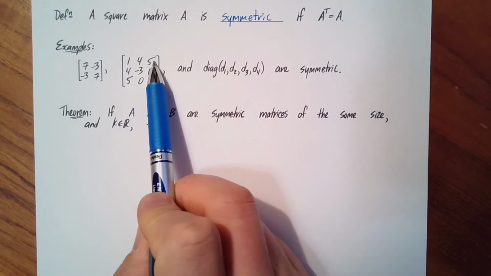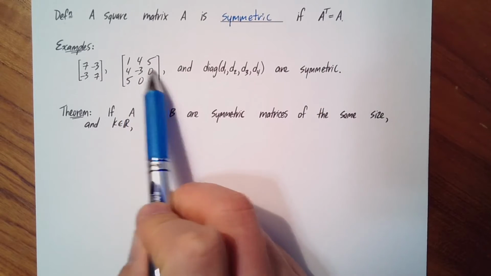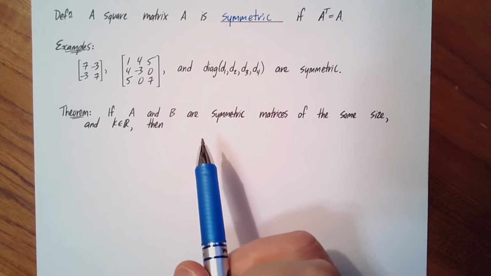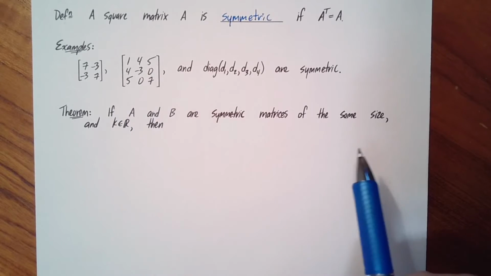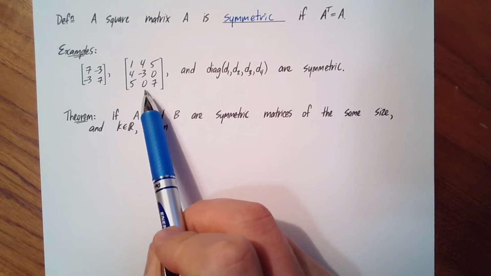So the first row, 1, 4, 5. First column is 1, 4, 5. Second row, 4, negative 3, 0. Second column, 4, negative 3, 0. Right? They're the same entries. The third row is the same entries as the third column. That's what you're really looking for. Okay, so this is another example of a symmetric matrix.